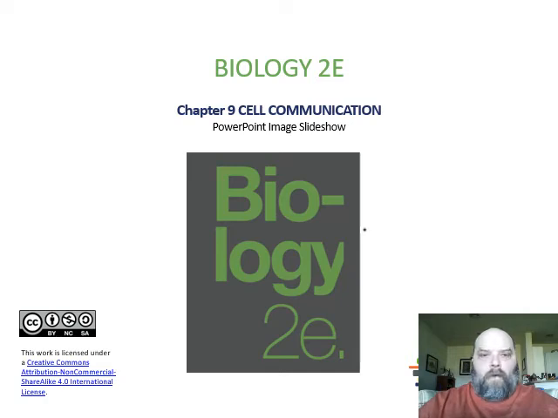So, for Chapter 9, we are going to be discussing cell communication. Cells have to be able to talk to each other. Think about it. As you sit there, you have trillions upon trillions of cells all working together in some form or fashion to form tissues. Tissues have to work together for organs. Organs have to work together for organ systems. And some organ systems have to control other systems.